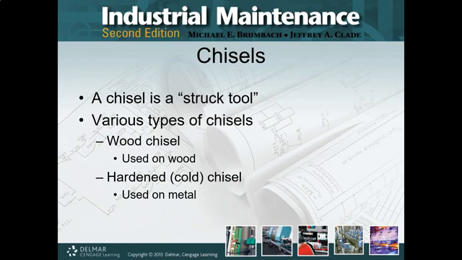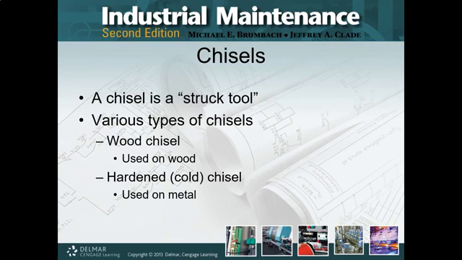And while there's various types, they break down into two basic ones: either the wood chisel, obviously used for wood, and then the hardened or the cold chisel, and that's used on metal. So the wood chisels tend to be very, very sharp because that is the best way to cut through the wood and leaves a nice clean mark. Once again, if we are trying to chisel something, we use an appropriate chisel. If we're working with wood, we use a wood chisel.